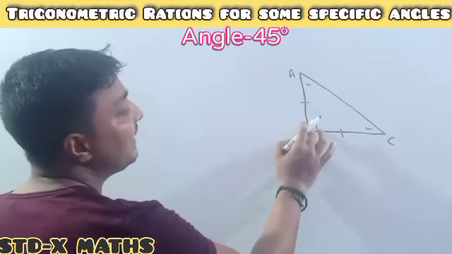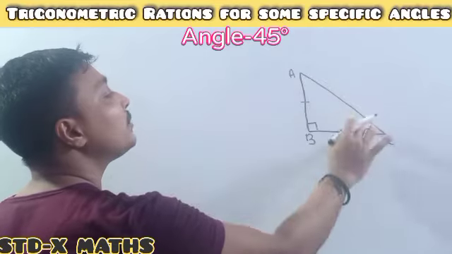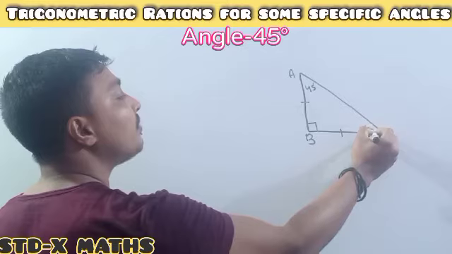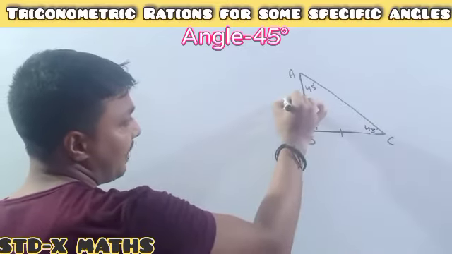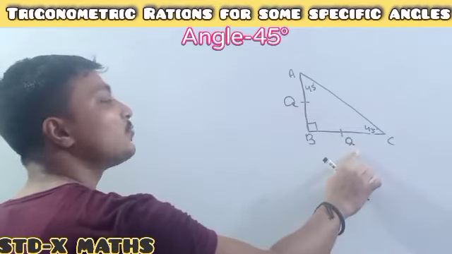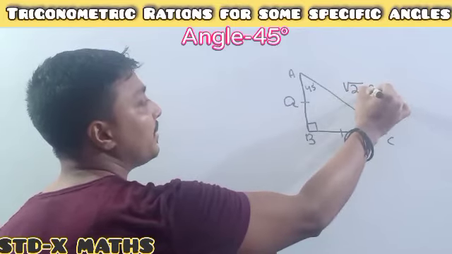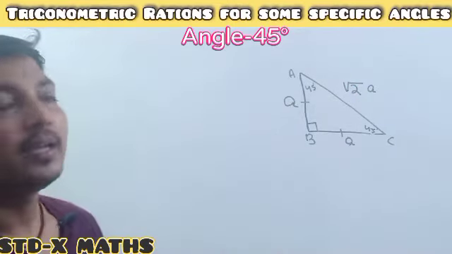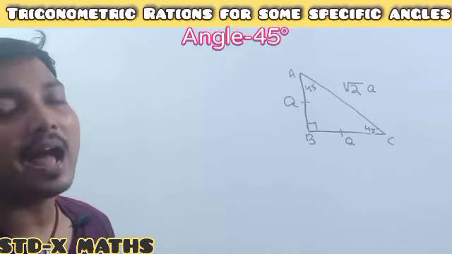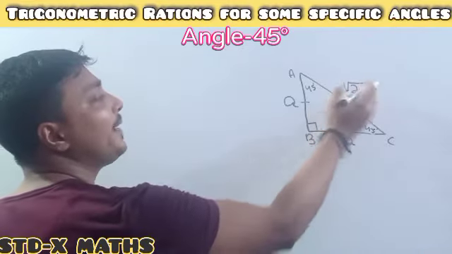So this one is 90, meaning the sum of these two is 90, and as both are equal, each will be 45 degree. This one will be 45 degree, and this one is also 45 degree. Suppose the equal sides are a and a. Whenever this one is a, as per the Pythagoras theorem, this one will be root 2a. In a right angle isosceles triangle, always remember the hypotenuse will be root 2a, otherwise root 2 into side.